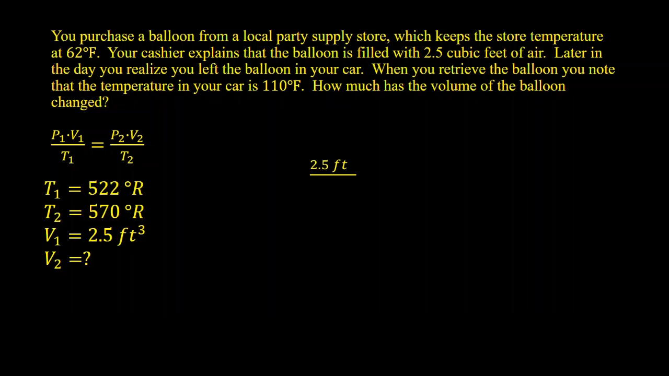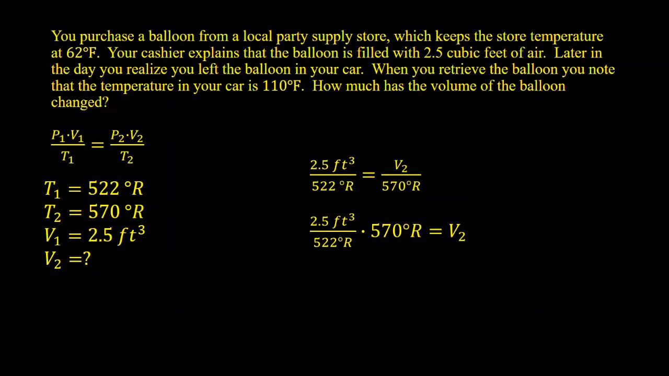So we're going to have 2.5 cubic feet over 522 degrees Radian equals the volume we're trying to find, the volume in the car, over 570 degrees. We want to get the volume alone, so I multiply that denominator on the right-hand side, the 570 degrees, to the other side of the equation. And that gives us 2.5 cubic feet over 522 times 570, which equals the volume of the balloon inside the car. Now we can just type all that in the calculator.